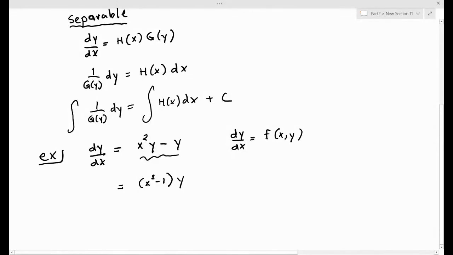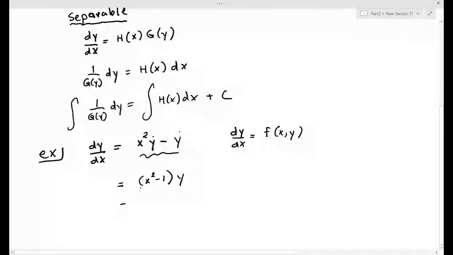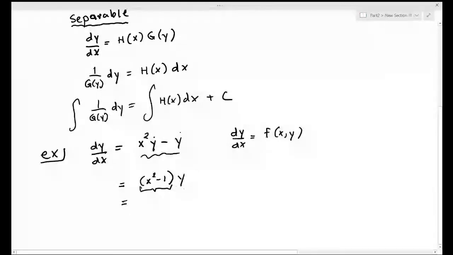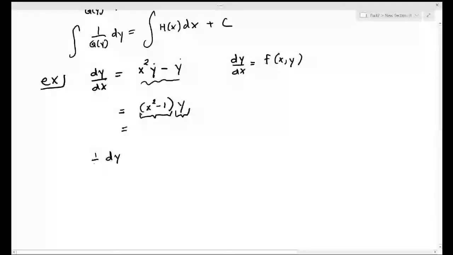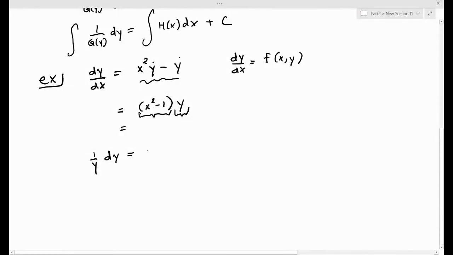And indeed you can, right? Because you can factor out a y, and your function of x is the x squared minus 1, and your function of y is just y. And so once you recognize that this is separable, you go ahead and separate the differential equation. So I'll leave the dy on the left and divide by y. And on the right, the x squared minus 1 factor remains, and I just, in a sense, multiply through by dx. So that's separating the variables.